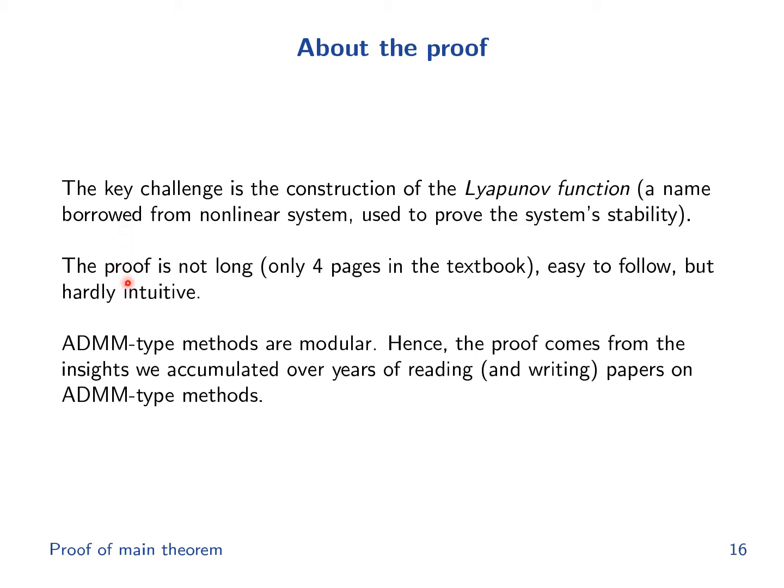The proof is not very long, it only takes about 4 pages in the textbook. It's relatively easy to follow. It's easy to verify. However, the construction of the Lyapunov function and some of the inequalities are not intuitive. This is because ADMM-type methods are modular. The classic ADMM is the simplest form. The proof comes from the insights that we have accumulated over the years of reading and writing papers on various different kinds of ADMM-type methods, from simple to more complicated ones.